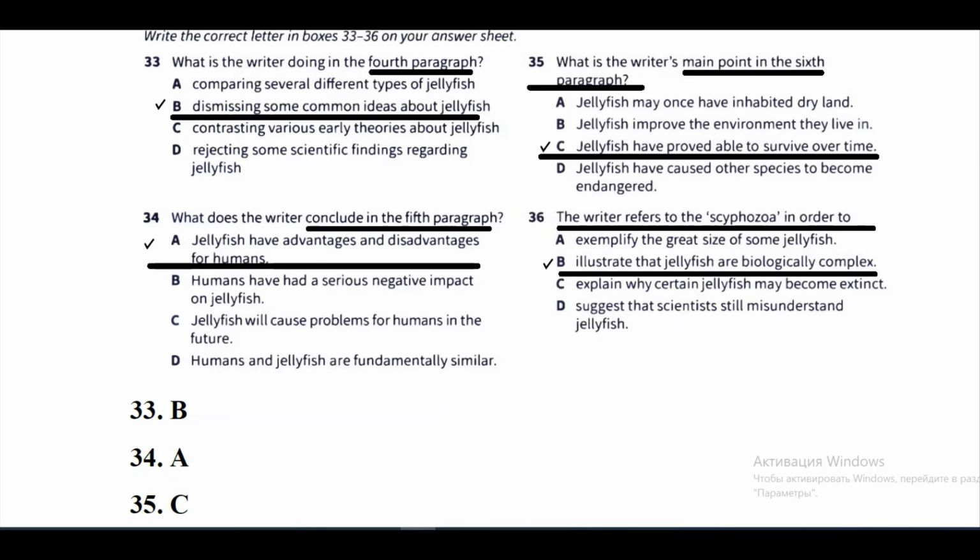So, well, that's it from me, and we will see you in our next lesson with the reading passage third and the final task type of question.